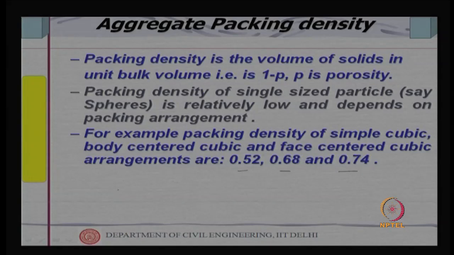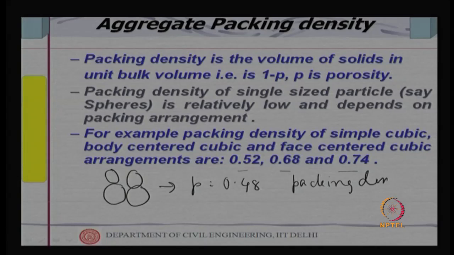So, simple cubic packing was like this, each particle is just by the side of the other, and we have seen the P is equal to 0.48, hence packing density is 0.52. Now, consider another arrangement where these particles are sitting inside.